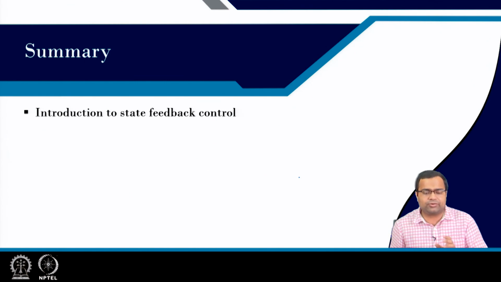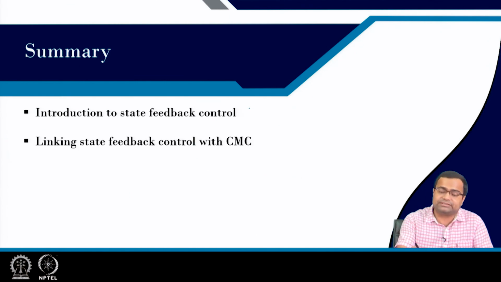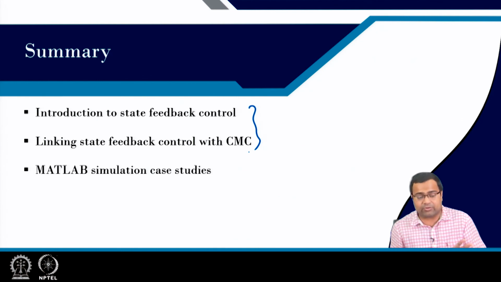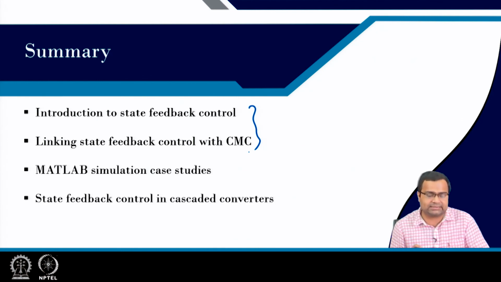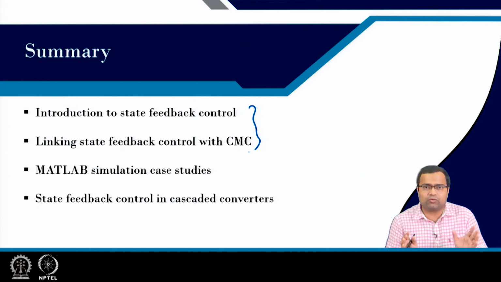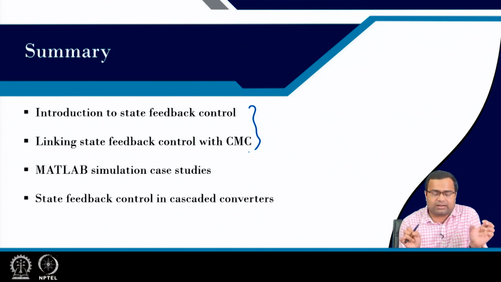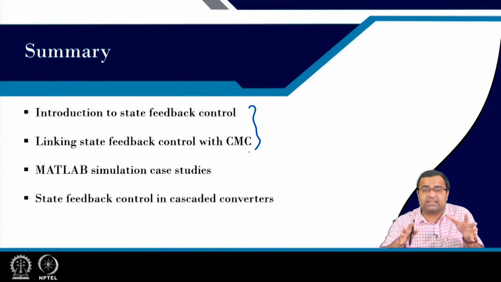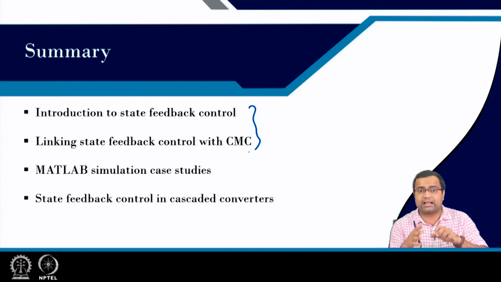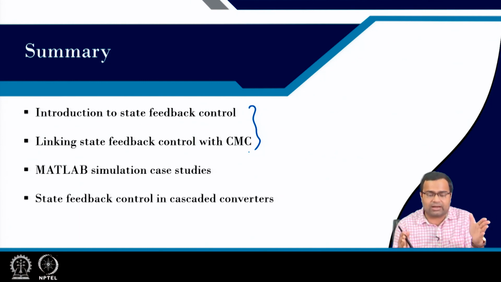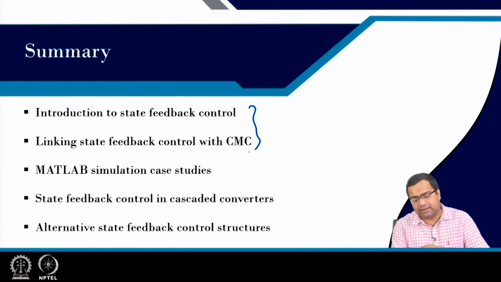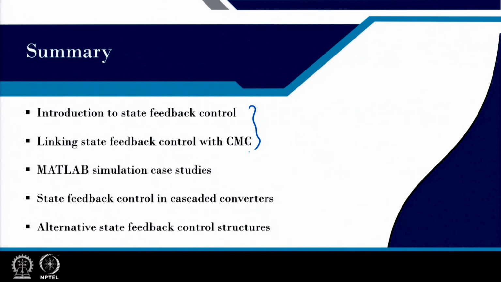In summary, we have introduced state feedback control, and I have shown using simulation case studies the link between state feedback control and current mode control. We have also discussed an overview of state feedback control in cascaded converters, where instead of designing individual converters in a standalone configuration, we can use a multivariable approach to design a centralized control for better transient performance, as well as decoupling between the two converters by means of a state feedback approach. And then we also discussed some alternative state feedback control structures. So, with this I want to finish today's lecture. Thank you very much.